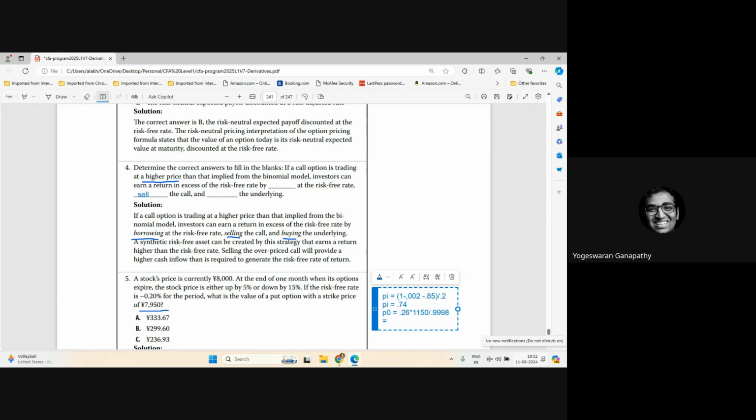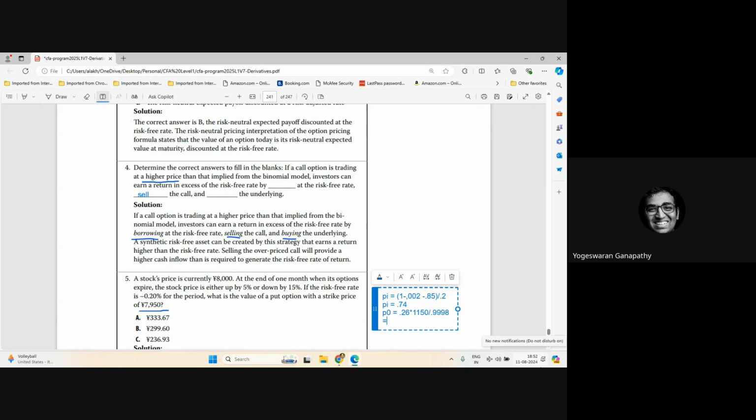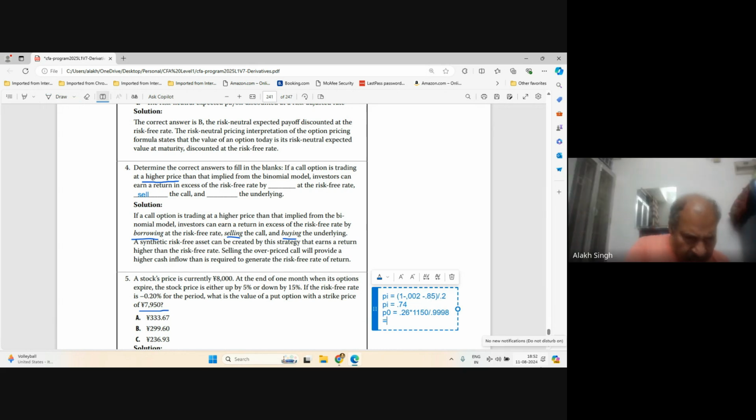0.26 times 1150 is 299. So 299 divided by the discount factor. B is the correct answer, because it will be slightly more than 299. So B is the correct answer. 299.60.